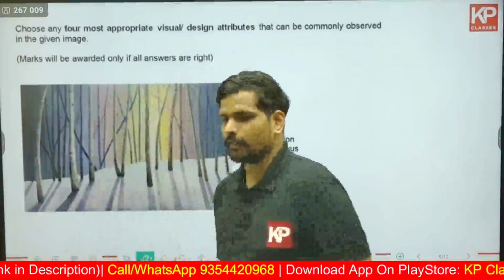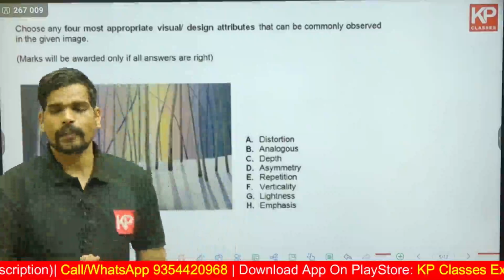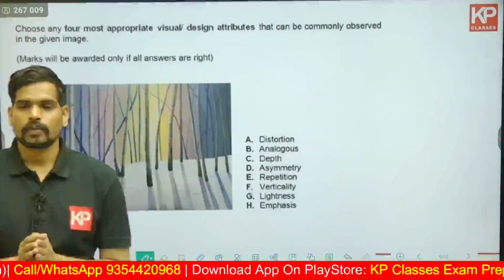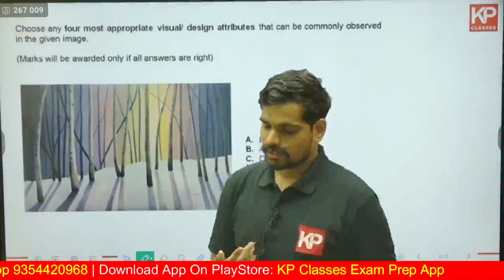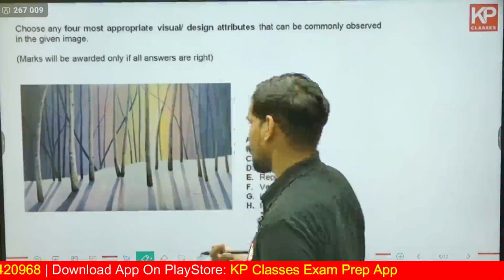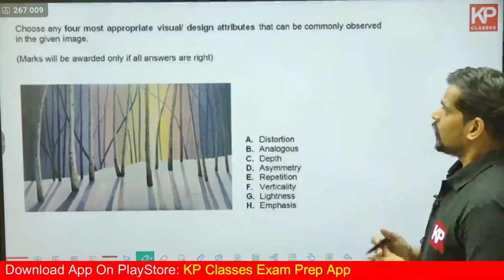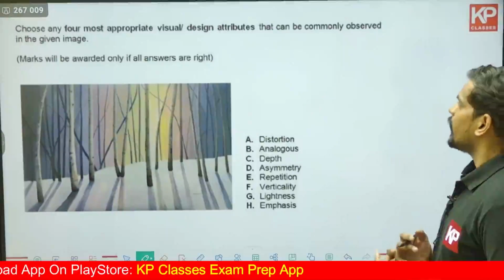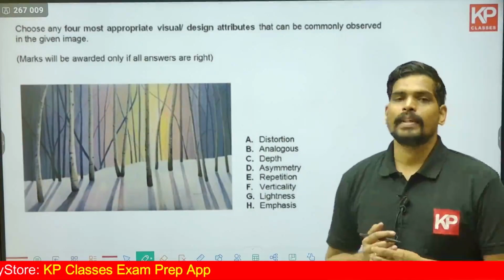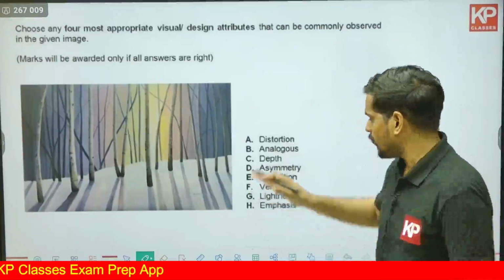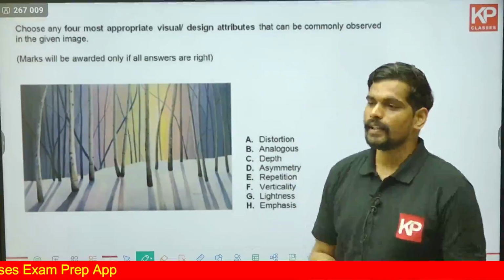Let us again try to follow the same approach. You can pause the video, try to take a guess, try to think what the answer according to you should be. Then we will have a discussion which you can cross check with. Choose any four most appropriate visual or design attributes which are commonly observed in the given image. So they have given an image and are asking us what the attributes of it are. A list of options is given. You have to select the correct option.